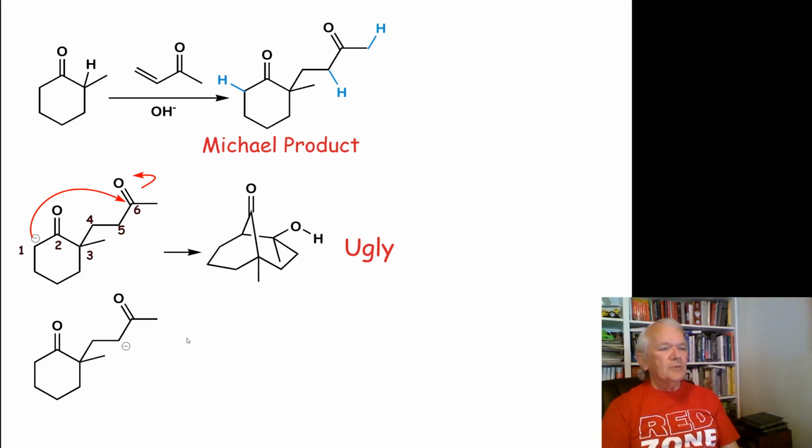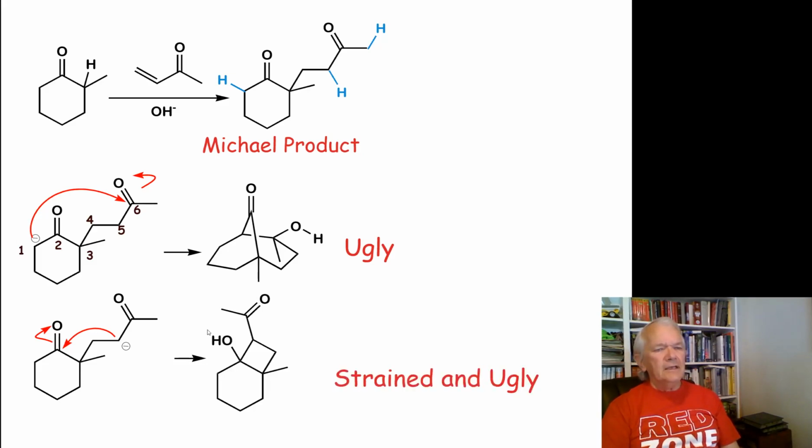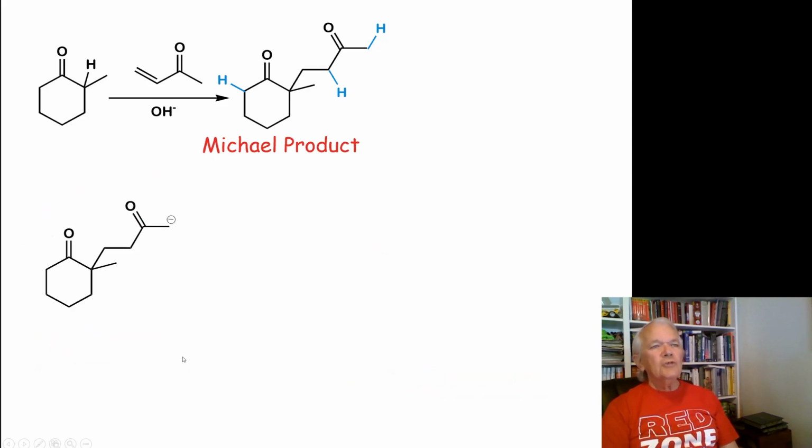So let's try this one. And now we attack there. Okay, and what does that give us? Well, it's going to give us a pretty small ring. What is it? It's a 4-membered ring. That ring is not only ugly, it is strained and ugly. Only its mother would like this molecule. I'm sorry, it's an ugly molecule. It is strained. We're not going to go there. So let's try our last possibility.